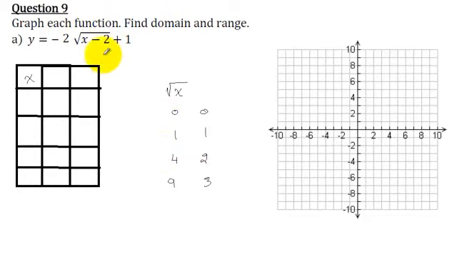In our function here, we have the parent function, radical x, but we have a translation 2 units to the right, and a translation 1 unit up, and we also have a vertical stretch, because we multiplied by 2. So the main point here is to graph the function with the parent and the vertical stretch, and then do the translation manually on the graph. Then we get the graph representing this function. Let me show you how we do this.